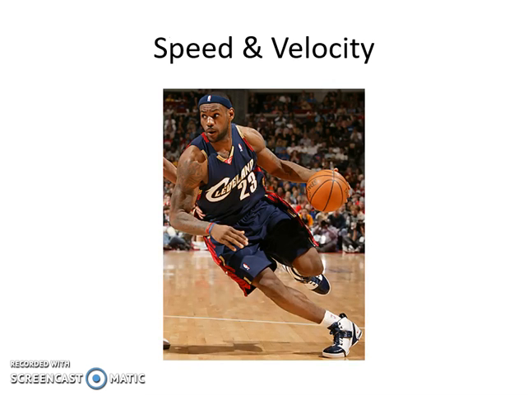Speed and velocity. Speed is how quickly a body or object moves that is measured in meters per second. A sporting example of this would be LeBron James is travelling at a speed of 5 meters per second. Velocity is how quickly a body or object moves in a certain direction that is also measured in meters per second. A sporting example of this would be LeBron James is travelling at a speed of 5 meters per second west.